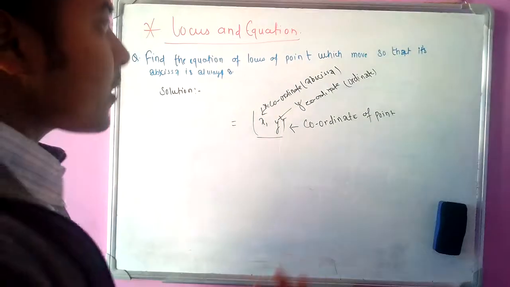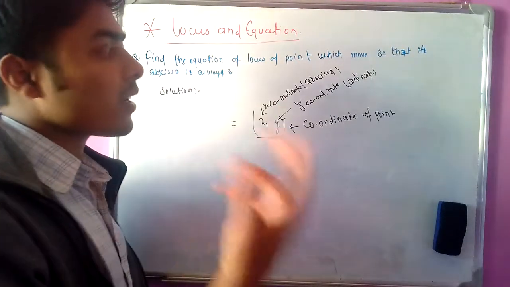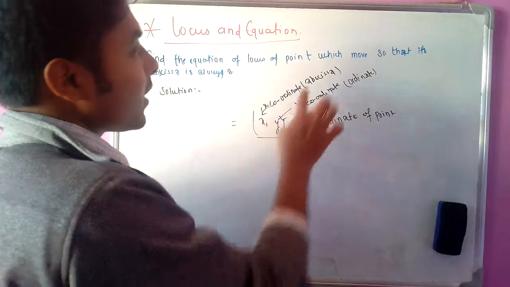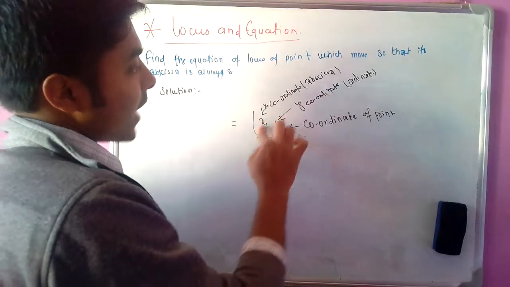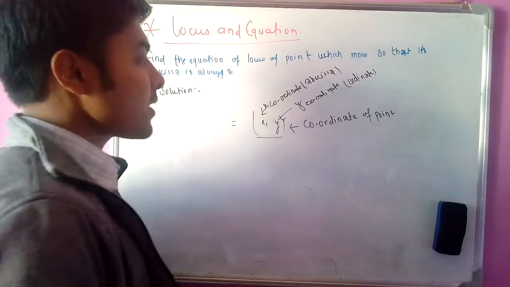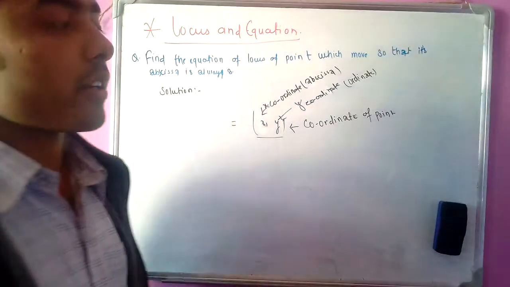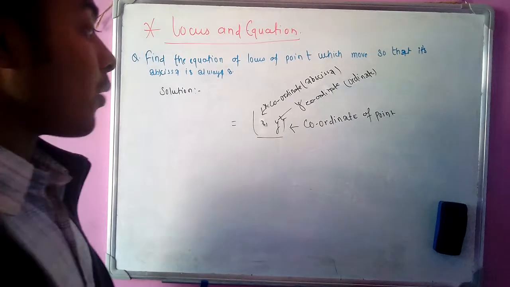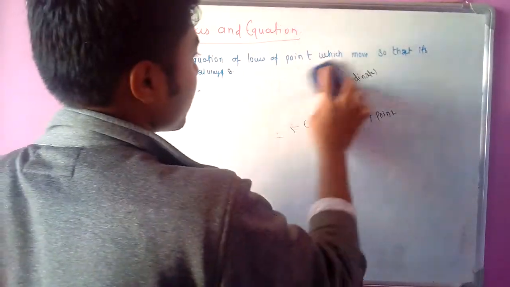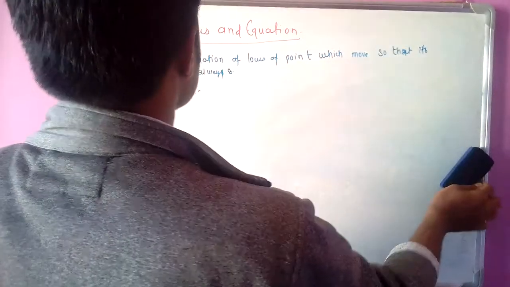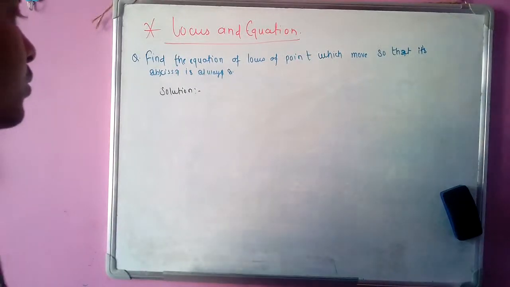To remember which is which, think that A comes foremost, so x comes foremost. That's why the x coordinate is known as abscissa, and the remaining one, y, is known as ordinate. In this way we can recognize which is ordinate and which is abscissa. This was the idea about abscissa and ordinate. Now we will go through the solution.